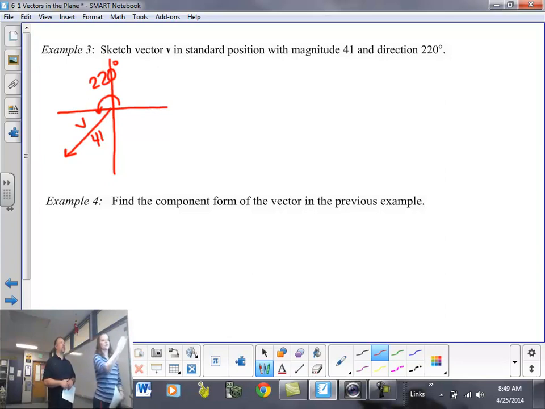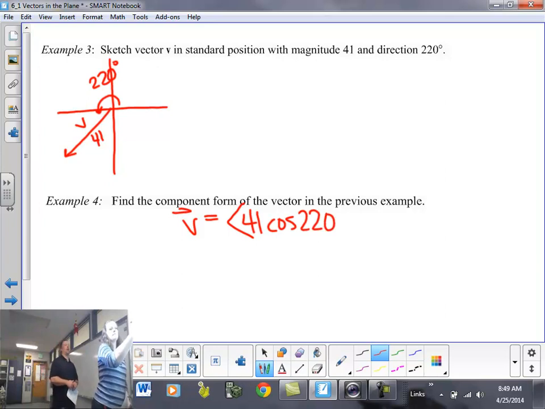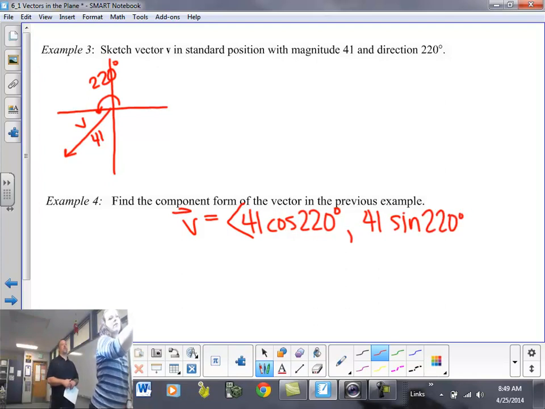Can I name that vector v? Sure, why not? It makes our notation a little better. We named it v in example 3. Okay, so we've got magnitude is 41, cosine of 220 degrees, comma. Magnitude is 41 again, and then we need the sine of 220 degrees, because that's going to be our y coordinate. Is that all there is to it?